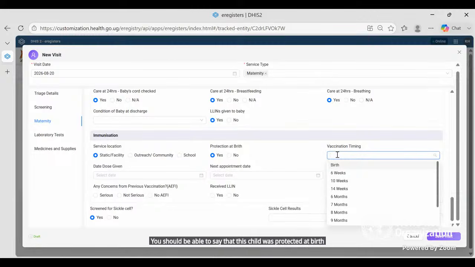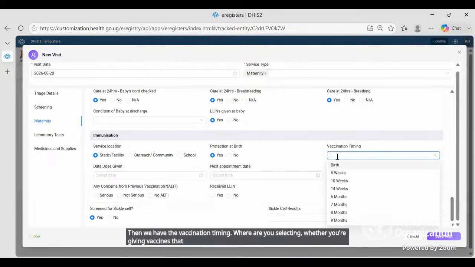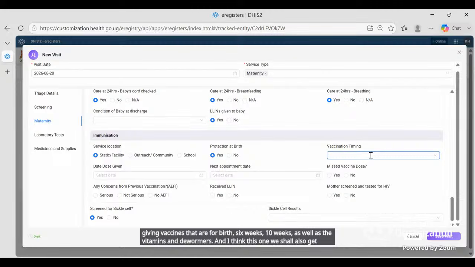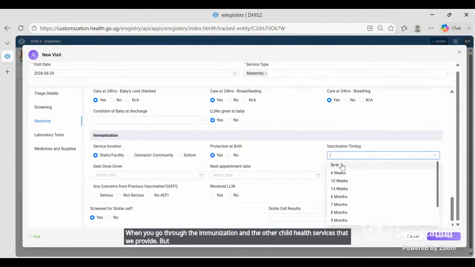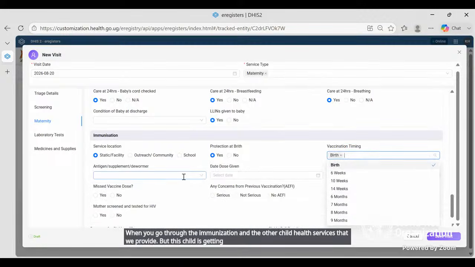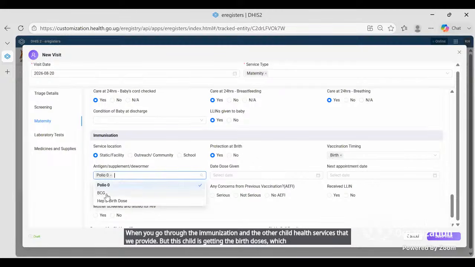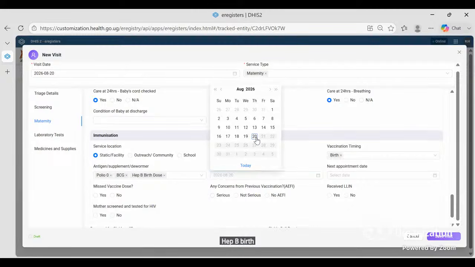Then we have the vaccination timing, where you're selecting whether you're giving vaccines that are for birth, 6 weeks, 10 weeks, as well as the vitamins and dewormers. And I think this one we shall also get a day when we go through the immunization and the other child health services that we provide. But this child is getting the birth doses, which is 0, polio 0, BCG, Hep B birth dose. They got those doses today.